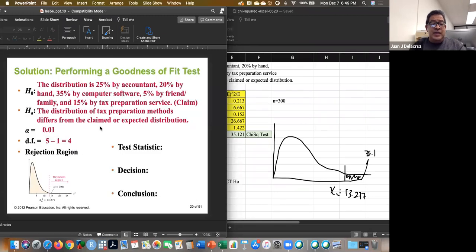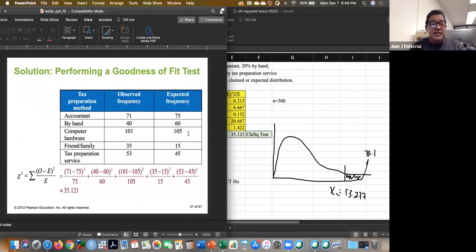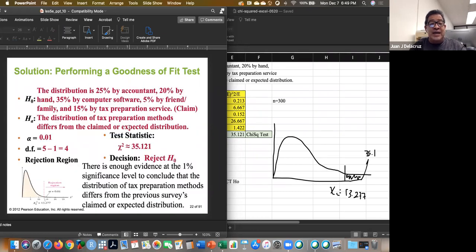In this case, we have the hypothesis, we have the claim, and we have the chi-square distribution. Because we are rejecting the claim, there is enough evidence at the 1% level of significance to conclude that the tax preparation methods differ from the previous survey's claim or expected distribution.